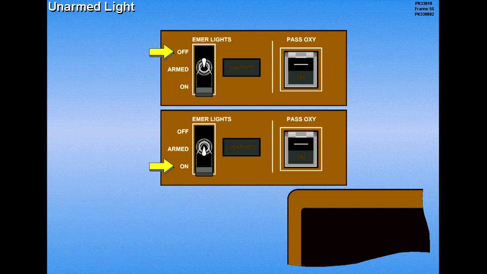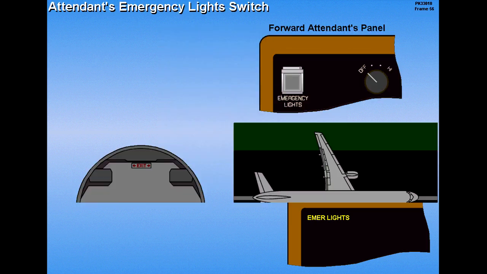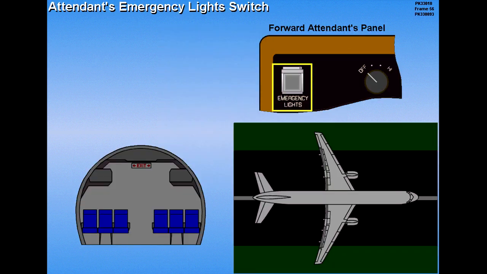When the emergency light switch is not in the armed position, an unarmed light illuminates and an associated ICAS message appears. An emergency lighting switch is located on the forward attendant panel.